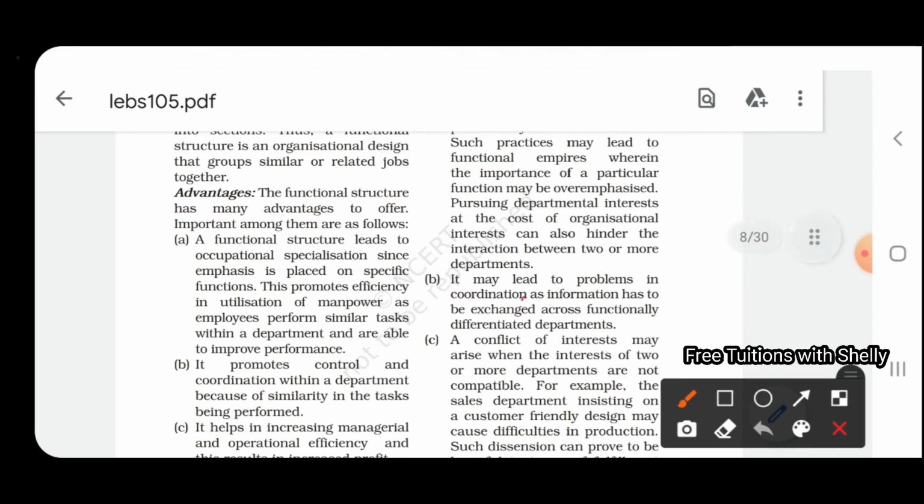And it may lead to problems in coordination, as information has to be exchanged across functionally differentiated departments. One department's activities must be coordinated with another department, so every department has to be coordinated with each other. So there can be problems arising, and conflict can arise among different departments. Then conflict of interest: one's interest may be denied by others, so everyone may not have the same view. There will be conflict between the interests of different individuals working in each department.